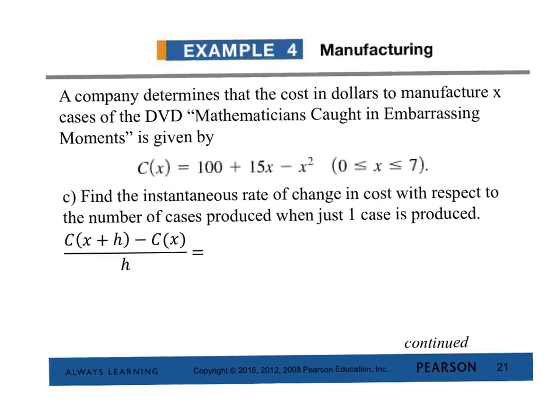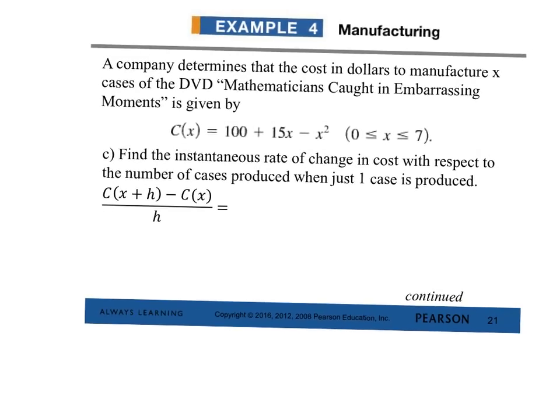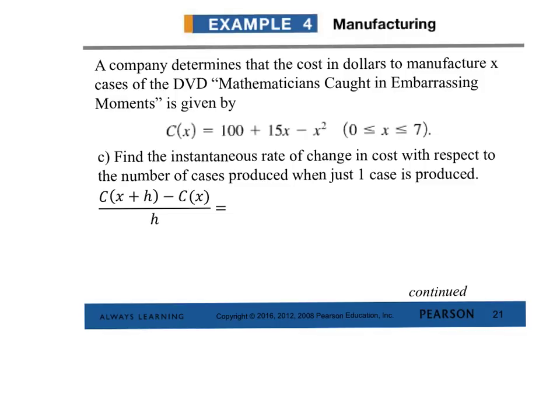But now we move to the part where we're talking about an instantaneous rate of change. Find the instantaneous rate of change in cost with respect to the number of cases produced when just 1 case is produced. That means we're doing the cost of x plus h, where h is very small, minus the cost of x, and x in this case is equal to 1. So what we're going to do is take this cost function, and first plug in x plus h everywhere that you see x.